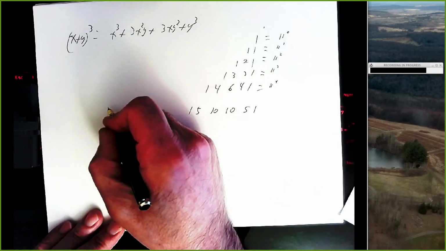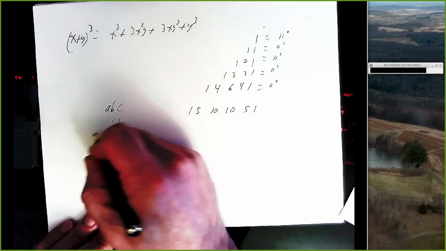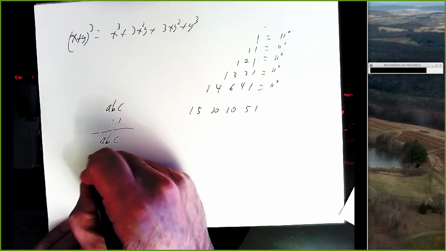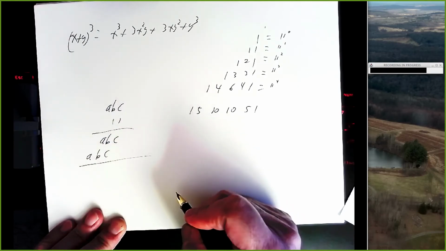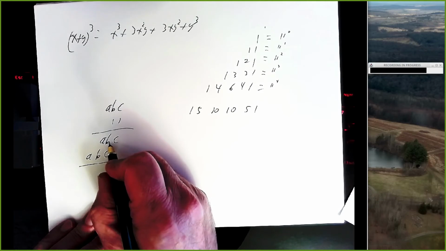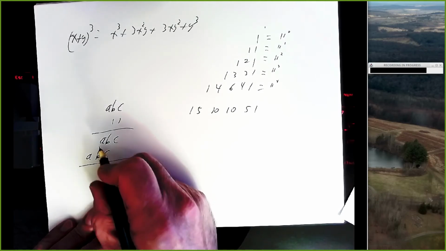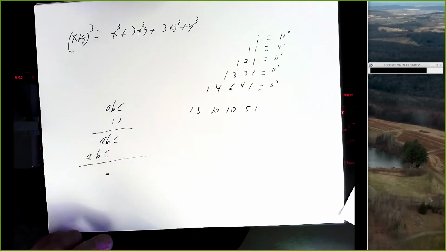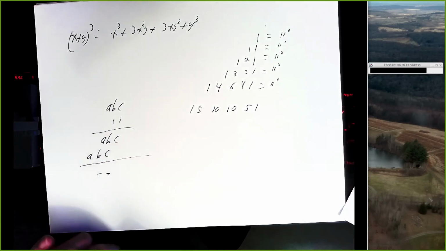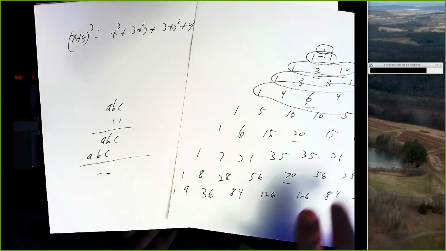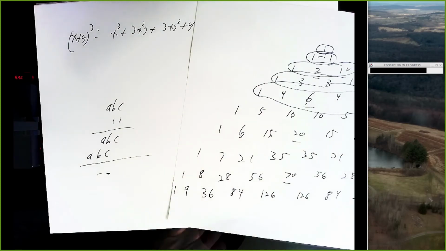If you take a number and you multiply by 11, each digit here will be the sum of the two numbers that were above it. This will be A plus B, this will be B plus C, and so on. And that's the touchy-feely explanation of why this is happening. And so that's pretty cool.